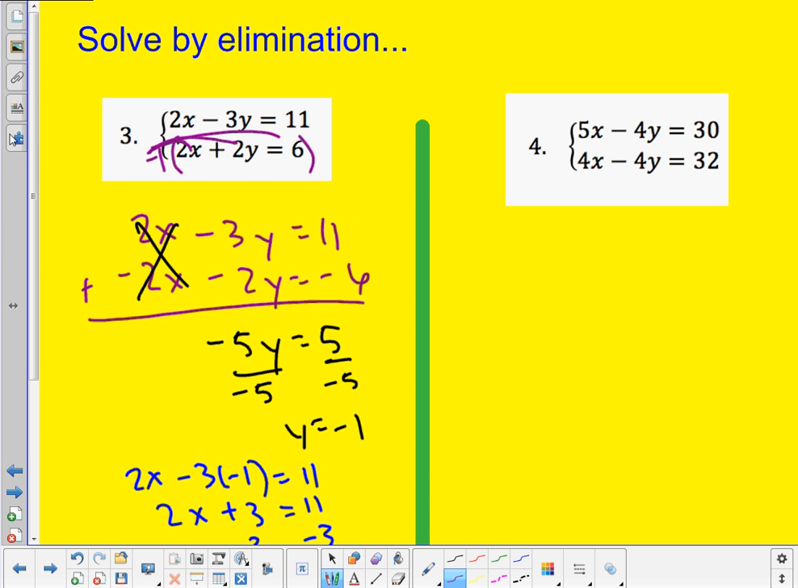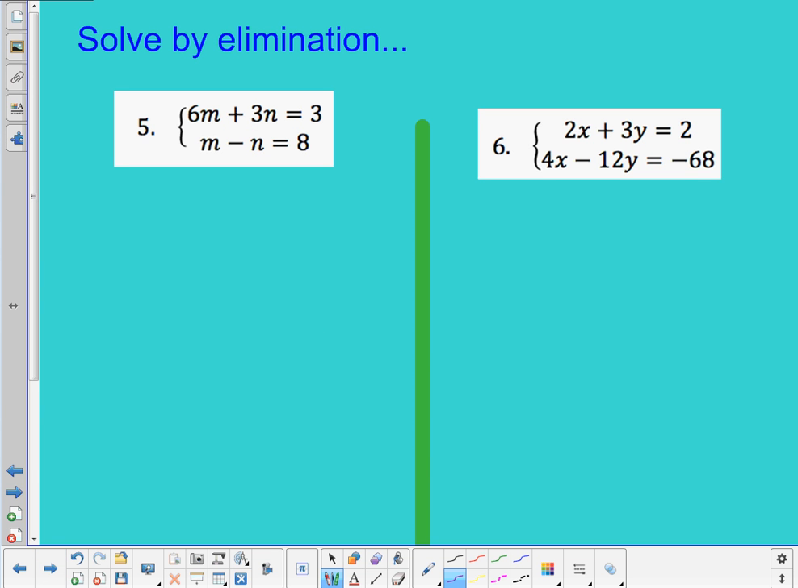All right, I'm going to skip number 4 for now, and I'm going to move on to number 5. We'll come back to number 4 and do that in class together. So let's take a look at number 5. Now in number 5, I have 6m plus 3n is equal to 3, and m minus n is equal to 8. Now I have all my variables and my equal signs lined up, m's, n's, equal sign, constants, they're all together. But what I notice is the coefficients here are 6 and 1, and 3 and negative 1.